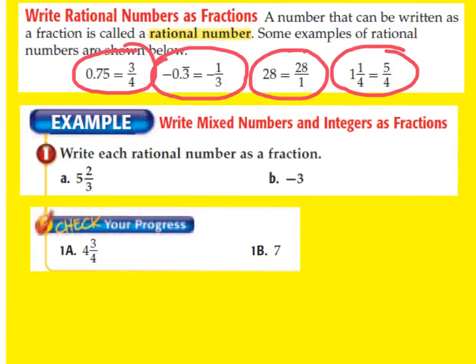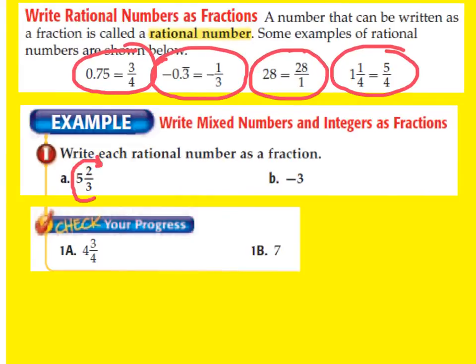So this first part here, we're going to write each rational number as a fraction. When it says write it as a fraction, I realize that letter A already looks like a fraction, but it's really a mixed number. And so what we're going to do is write that as an improper fraction so that it's in fraction form. If you don't remember how to do that, remember you start at the bottom.